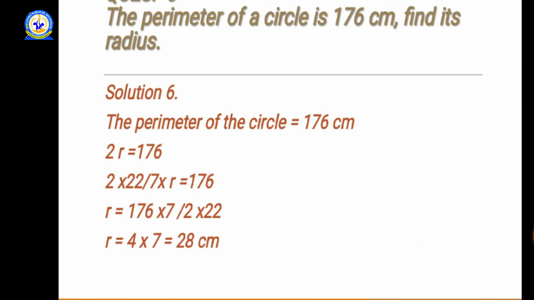So 2 pi r is equal to 176 centimeter. 2 into 22 by 7 into r is equal to 176 centimeter. Through this we will find the value of r. r is 176 into 7 divided by 2 into 22. So we will get the value of r, that is equal to 28 centimeter.